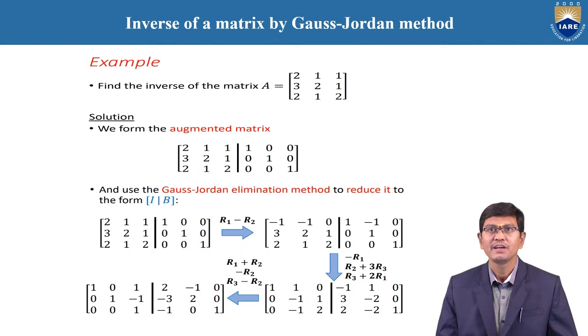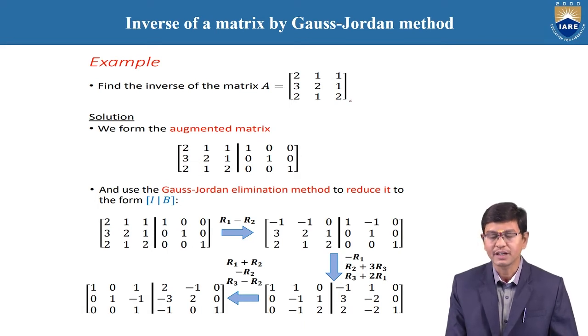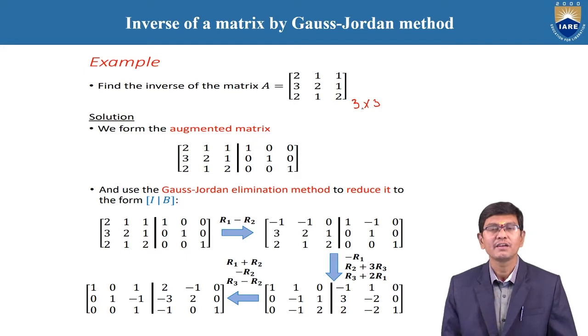For example, consider the given matrix A is equal to [2, 1, 1; 3, 2, 1; 2, 1, 2]. This is the given matrix, and its order is clearly 3 by 3. Here we need to find the inverse of the matrix by using the Gauss-Jordan method.